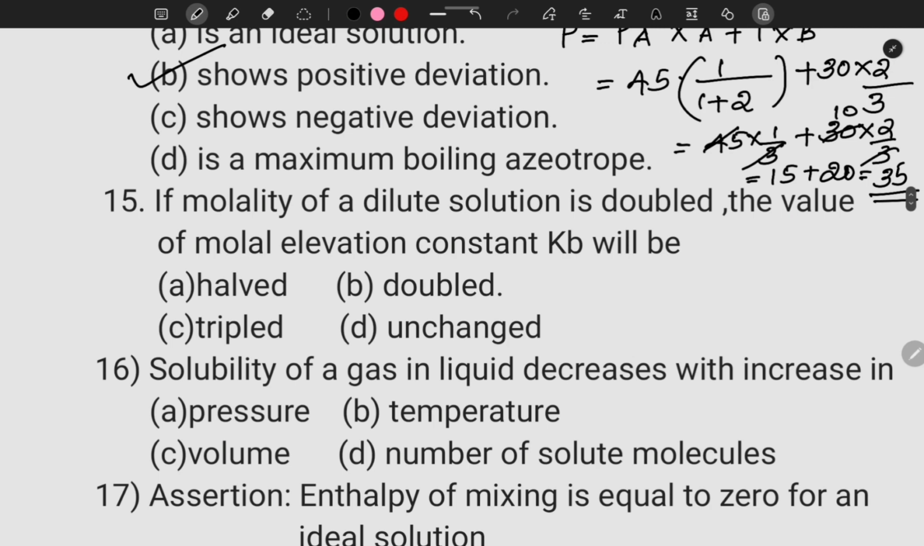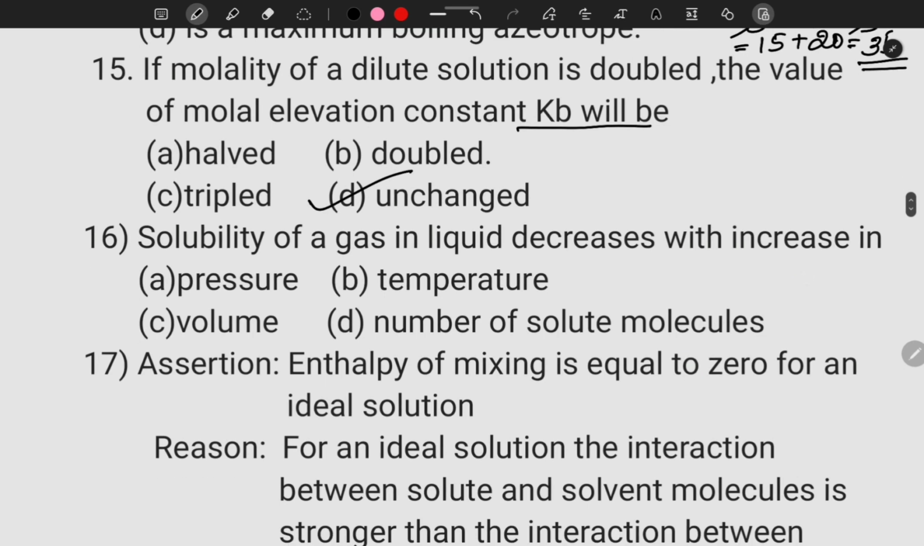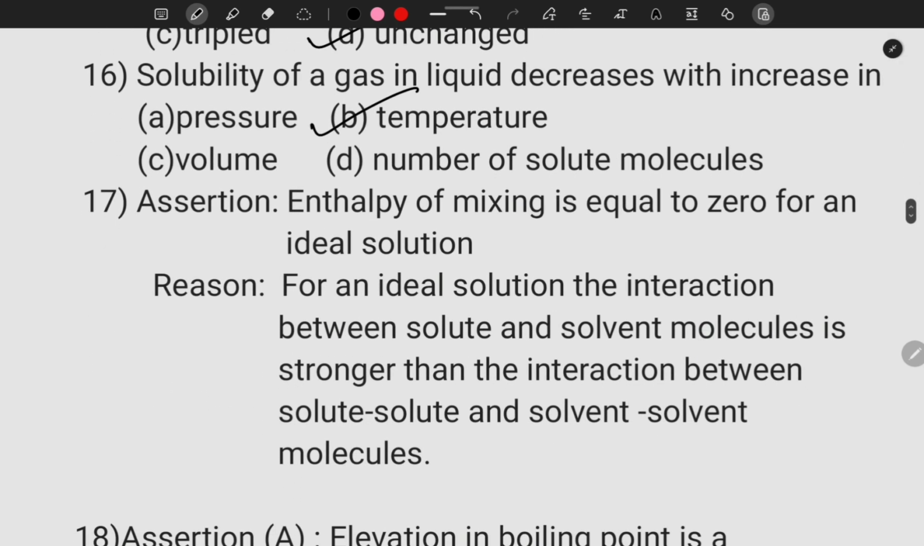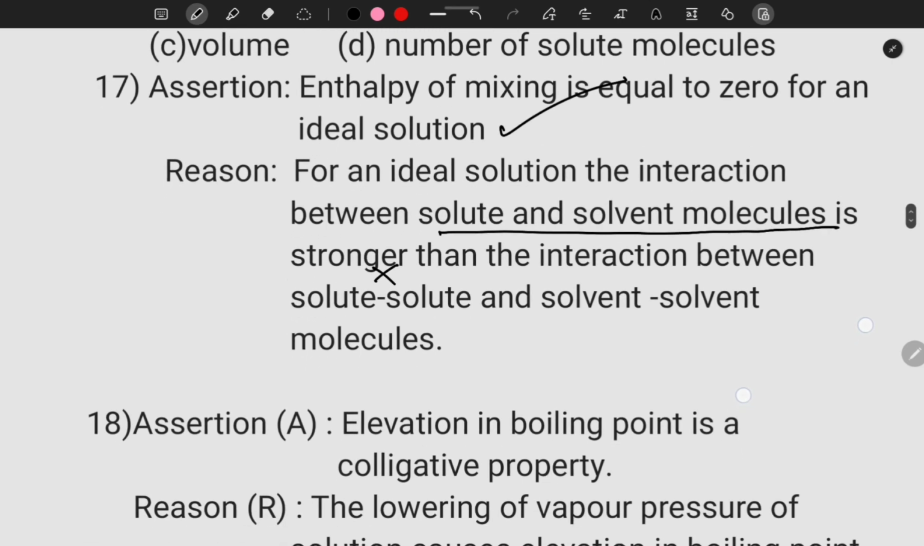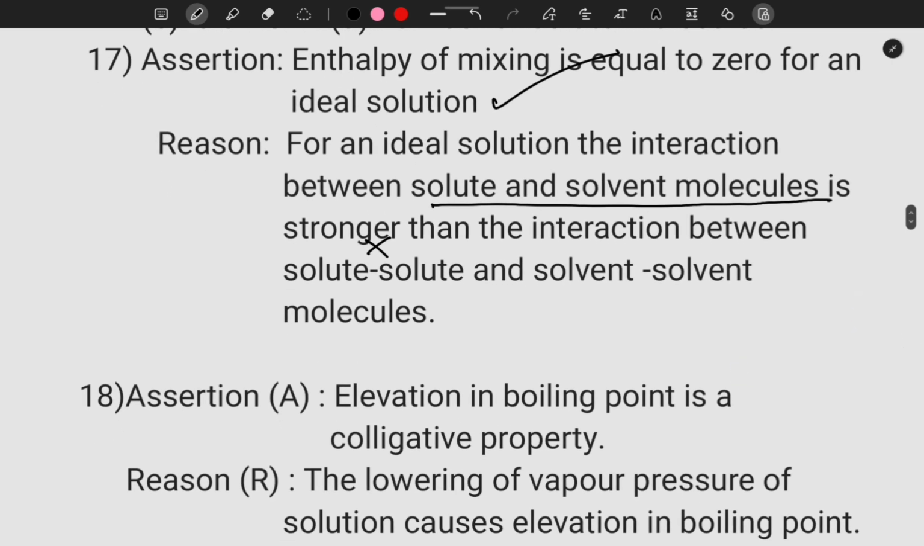If the molality of a dilute solution is doubled, the value of molal elevation constant Kb remains constant, so it is unchanged. Solubility of a gas in liquid decreases with the increase of temperature. Enthalpy of mixing is equal to 0 for an ideal solution, that's a correct statement. For an ideal solution, the interaction between solute and solvent molecules is stronger. It is not stronger. Solute-solvent interaction is equal to solute-solute and solvent-solvent interaction. So assertion correct and reason wrong.